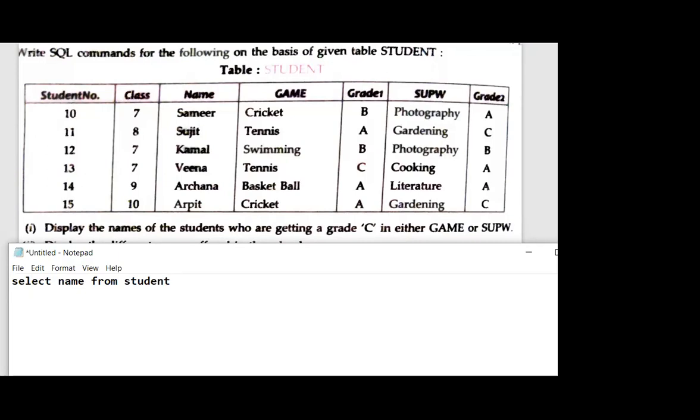Then they have given a condition: where students are getting a grade C in either game or SUPW. Now if you see your table properly, for game the grade is given in grade 1 and for SUPW the grade is given in grade 2. So you will write where grade 1 is equal to 'C' in single quotes. Now see, this is how you combine two conditions: or grade 2 is equal to 'C', and then in the end a semicolon. Many of you have not combined two conditions properly. Fine, this is how you combine the conditions.